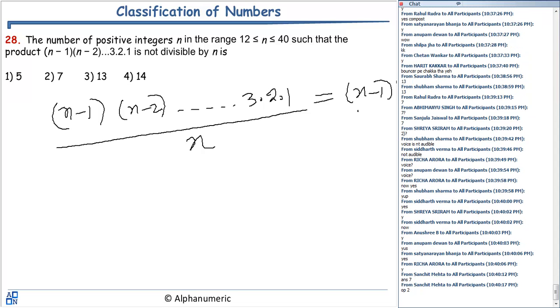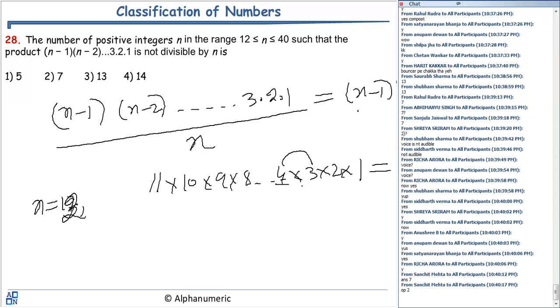You can start taking values. For example, if I say n is equal to 13, sorry, n equal to 12 भी लो. अगर 12 लूंगा तो ये क्या value आएगी? I say 11 into 10 into 9 into 8 and so on till 3 into 2 into 1. But is it divisible by 12? Yes, क्योंकि बीच में 4 into 3 आएगा. 4 into 3 is 12. So it is a multiple of 12.